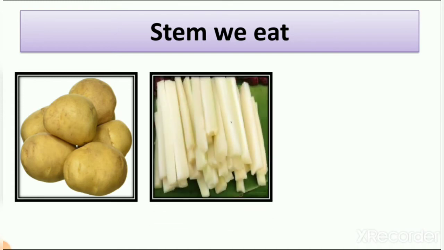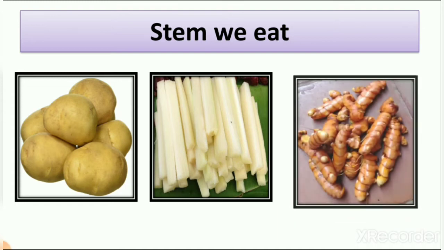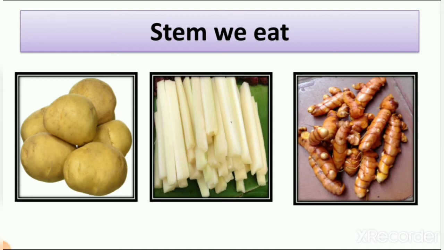We also learn that potato grows like roots, but it is a stem of the plant. Then sugarcane. We get sugar, which adds a sweet flavor to our food, from sugarcane, and sugarcane is a stem of the plant. Then next is ginger, which also grows like potato and sugarcane, and it is a stem of the plant. We add ginger in our food for taste. We also use ginger as medicine.